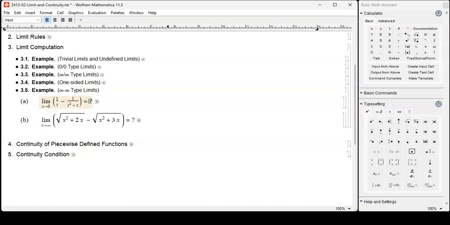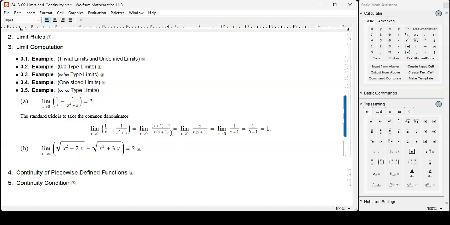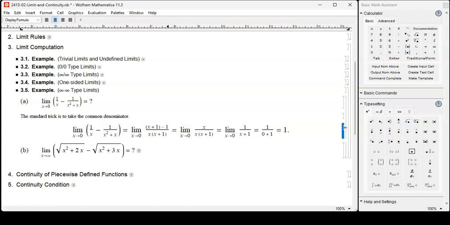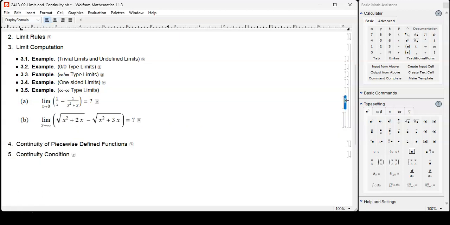First example here, you can combine two fractions, and then you can turn it into 0 over 0 type or infinity over infinity type limit. So if you take the common denominator and then work out, you end up with what? You end up with a 0 over 0 type limit. So factor and simplify, you have your computation. That wasn't too bad. This one will turn out to be bad.